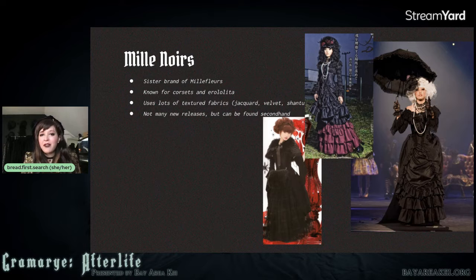They're really known for using textured fabrics. Oops, that was cut off there. Like jacquard, velvet, and shantung silk. So gorgeous. They don't have a ton of new releases, but they can be found secondhand. They're not hugely popular, so you won't see their stuff marked up for wild prices, but it is a little bit more scarce and hard to find. Yeah, their stuff is tricky to find. It's just so beautiful. One day I'll own something from them.